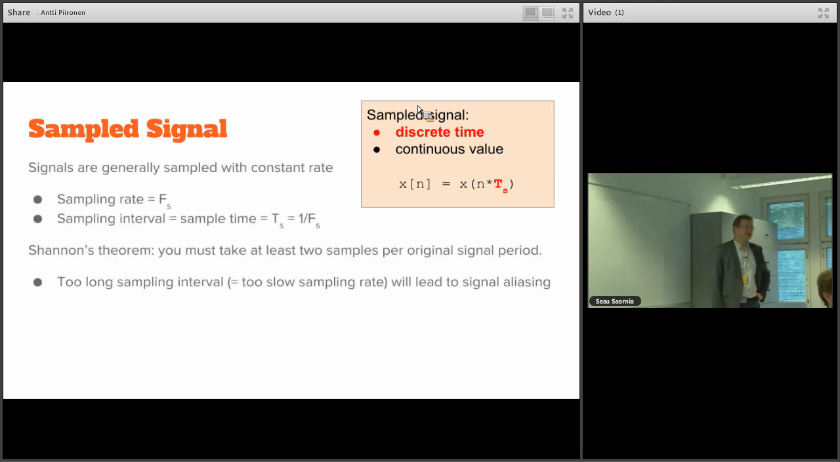Basically, this states just about the same, with a couple of markings here. I usually mark the sample time, or sampling interval, as capital T_s, time of sampling. And then there's another concept called sampling rate, F_s, capital F, small s. And basically the sample time is the same as 1 over the sampling rate. Very simple mathematics thus far.